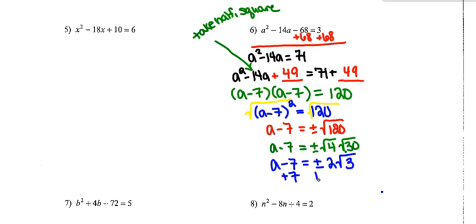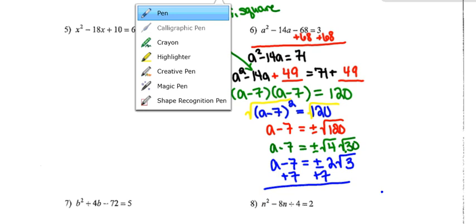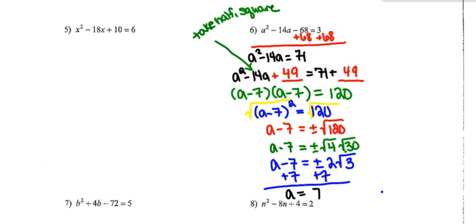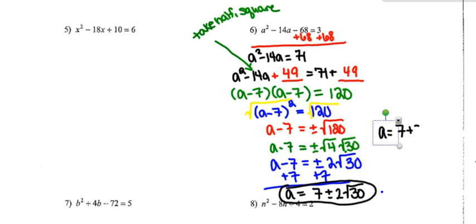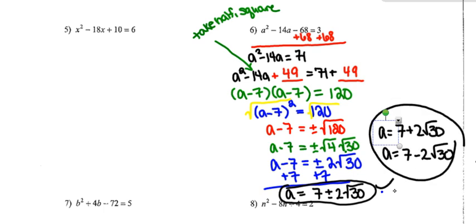I'm going to go ahead and add 7 to both sides. And when I do, I get 7 plus or minus 2 square roots of 30. Let me go back and fill that in. And again, that might be how you might see the answer. You might also see this written as a equals 7 plus 2 square roots of 30, or a equals 7 subtract 2 square roots of 30. So two different ways to say the exact same idea. Ooh, this is fun. This is some good looking algebra.